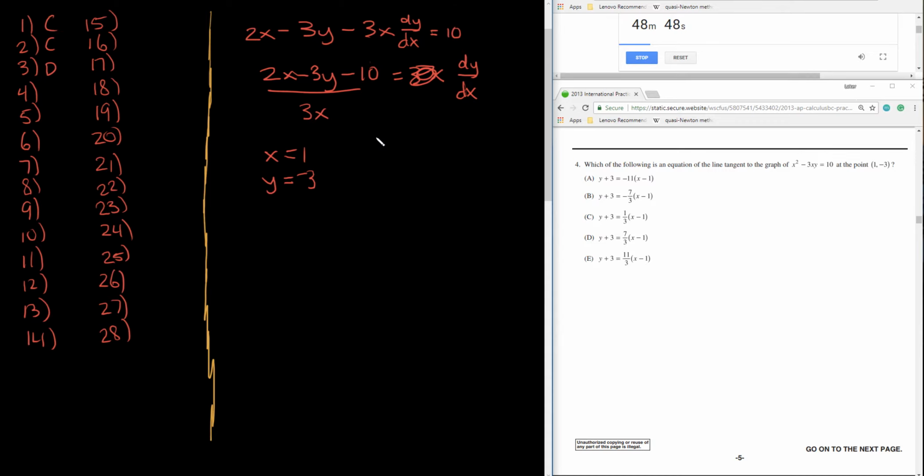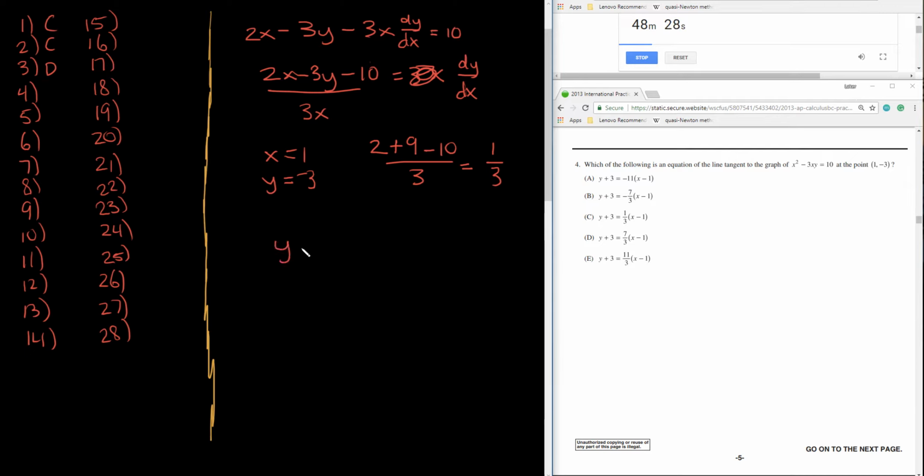So we plug this all in, we get 2 times 1 is 2, minus 3 times negative 3 turns out to plus 9, minus 10, divided by 3 times 1. Okay, so this goes to 11 minus 10, 1/3. That tells us that the slope is 1/3. All right, well, that's useful.